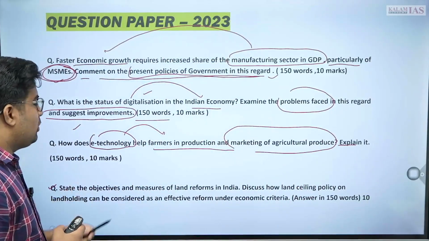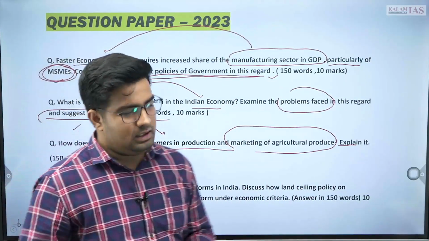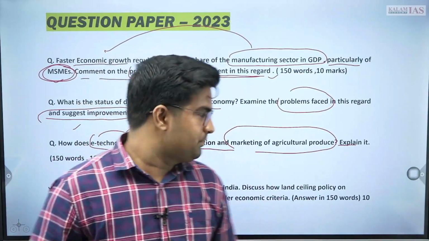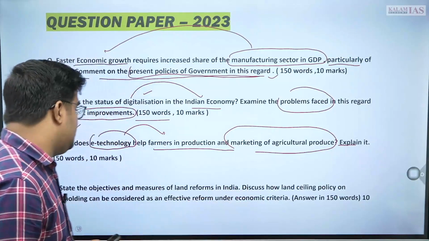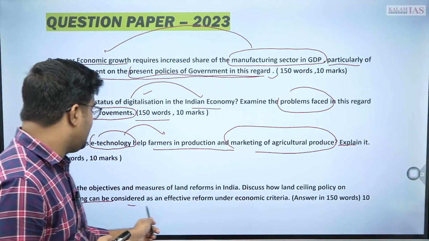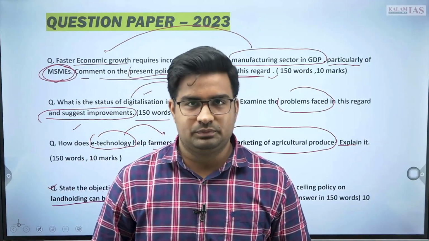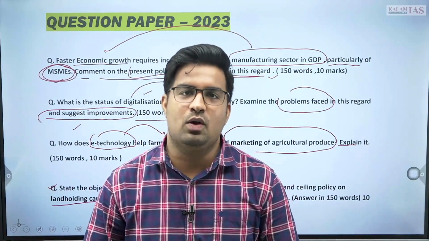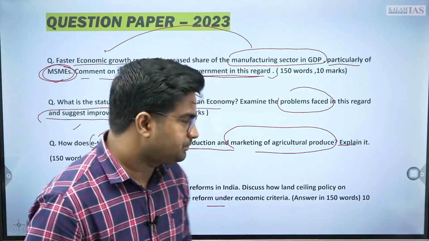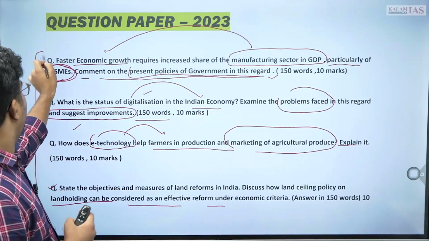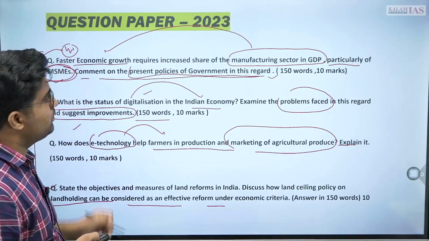State the objectives and measures of land reforms in India. This question was expected because of the SVAMITVA scheme and other aspects. And discuss how the land ceilings policy on land holding can be considered an effective reform under economic criteria, giving economic security or economic justice to an extent. So these 4 questions, of 10 marks each, made 40 marks in the 10 marker segment.